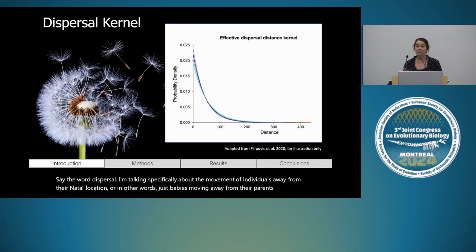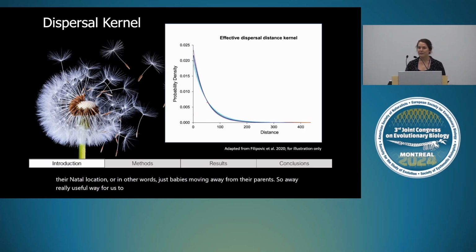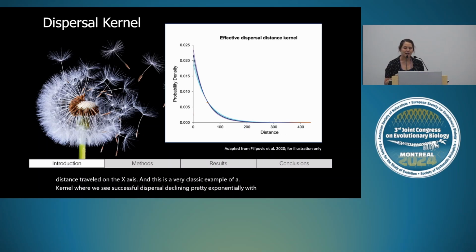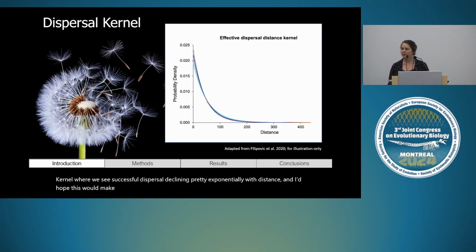So a really useful way for us to measure dispersal is as a dispersal kernel, which is a relationship between the probability of successful dispersal on the y-axis and the distance traveled on the x-axis. And this is a very classic example of a dispersal kernel where we see successful dispersal declining pretty exponentially with distance. And I'd hope this would make sense, right? If your parents were able to live somewhere well enough to reproduce, it would make sense that you would want to stay close to your parents because it's probably a good spot.